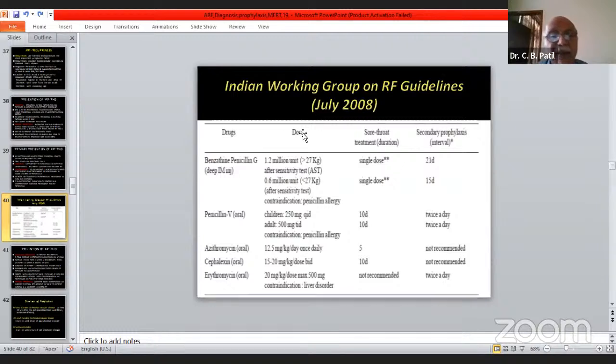Azithromycin is given only when there is a penicillin allergy, for sore throat for 5 days: 500 milligram for 5 days, or 12.5 milligram per kg. Cefalexin also can be given if there is a penicillin allergy. Erythromycin is another drug which is given in penicillin allergy for treating sore throat.